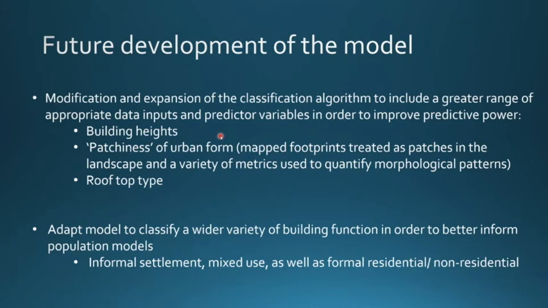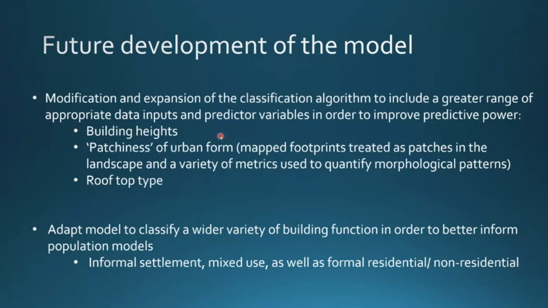We need to modify and expand the classification algorithm to include a greater range of appropriate data inputs and predictor variables in order to improve predictive power. Things we could do: there's new data coming out now to do with building heights. There are certain cities in low-income settings where building height data is starting to become available. That could be very useful in future modelling.